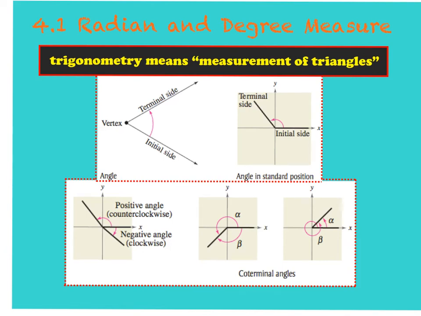All right, 4.1, radian and degree measure. Trigonometry. Trigonometry means measure of triangles. All right, does anybody remember what geometry means? Measurement of shapes. Not measurement of shapes, no. What does geo mean? Earth. Earth, exactly. So geometry actually means measurement of earth. Now we're on trigonometry, which means measurement of triangles.